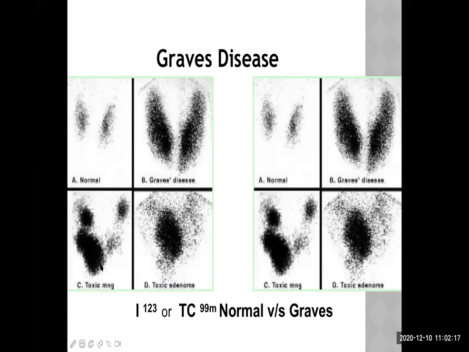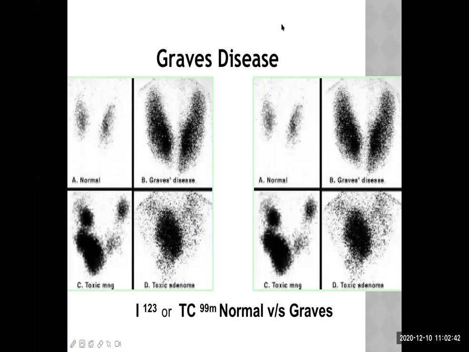Now, in this case, just see here, only a few of the nodules have taken the radioisotope material. The other nodules have not taken it. So this is toxic multinodular goiter. I can clearly see the different nodules here. And this is toxic adenoma. Only one area has actively taken up the radioisotope material.